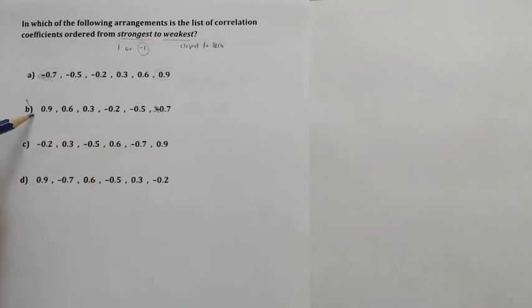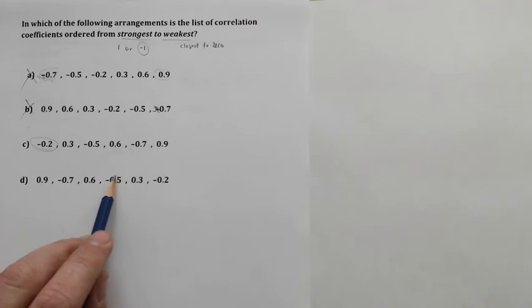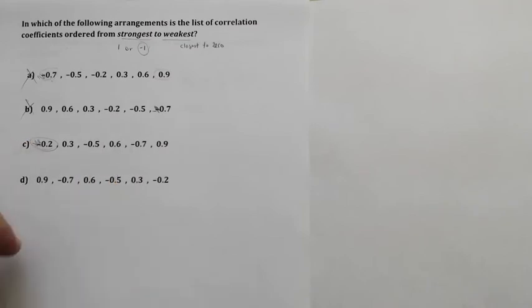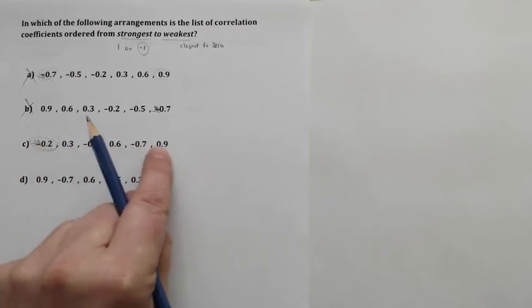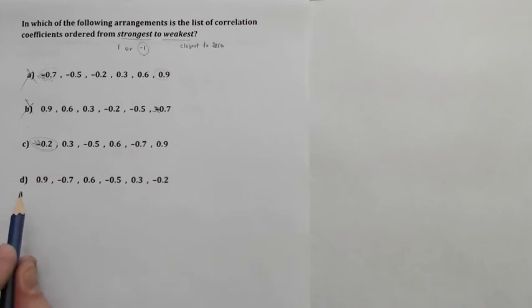So that's a trap. That's out of the equation. That's out of the equation. There's no way we're going to be starting with a negative 0.2. We know that negative 0.2 is a 0.2. And this is the one that's probably ranking it from weakest all the way to strongest. This is the trap question right here. This is going to be our answer right here.